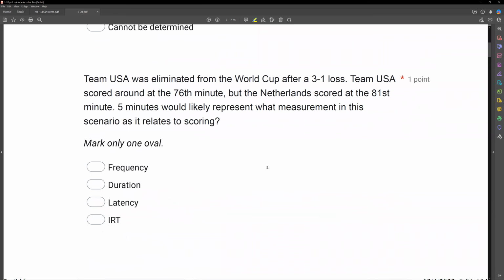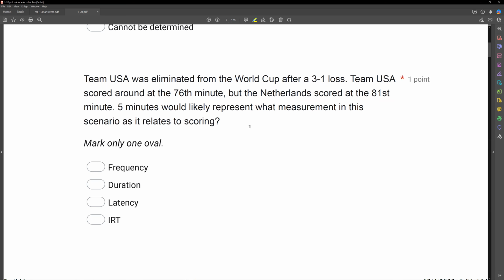Team USA was eliminated from the World Cup after a 3-1 loss. Team USA scored around the 76th minute, but the Netherlands scored at the 81st minute. 5 minutes would likely represent what measurement in the scenario as it relates to scoring?